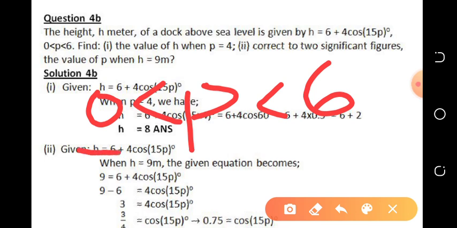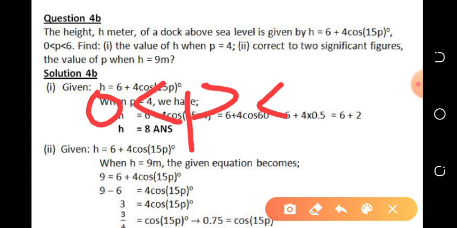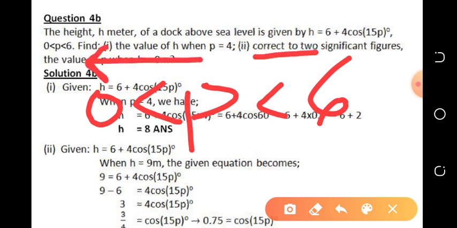If you are reading in this direction, you say that 0 is less than p. But reading in this direction, you have p is greater than 0. Because if you have 2 less than 3, in other words, 3 is greater than 2. So reading this kind of expression, you have p is greater than 0 and p is less than 6. That's how to read it.